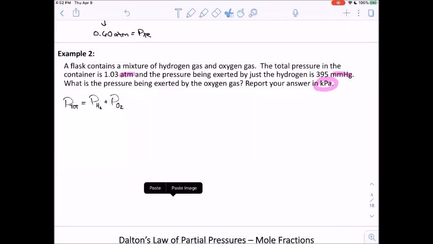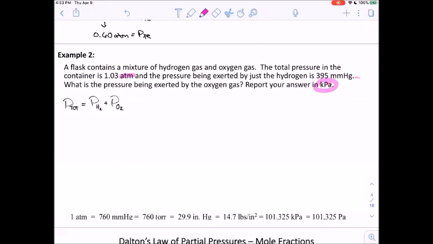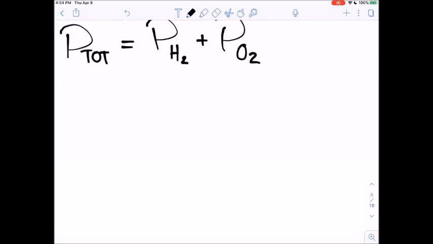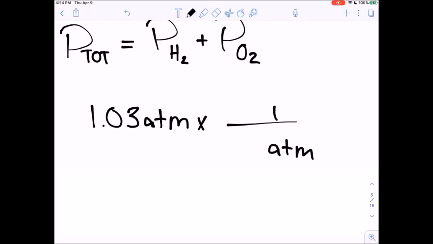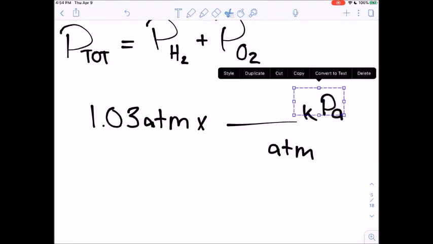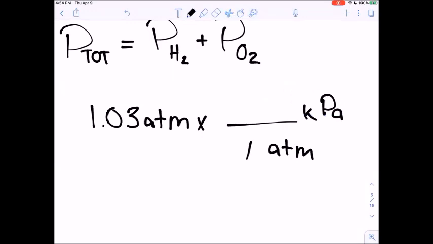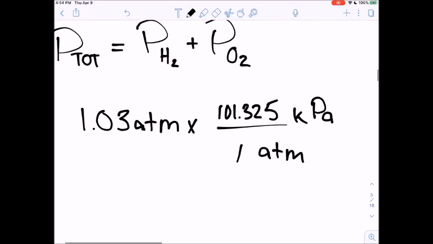So again, using that chart, and there's our chart right there, we're going to find atmospheres down this end, and then kilopascals down this end. And now we can do that conversion of 1.03 atmospheres to kilopascals. So if I have 1.03 atmospheres, I'm going to cancel atmospheres by writing that on the bottom, and kilopascals is going to go on the top. Move this over a little bit because I'm going to need more room there. 1 atmosphere goes on the bottom, and 101.325 kilopascals goes on top.